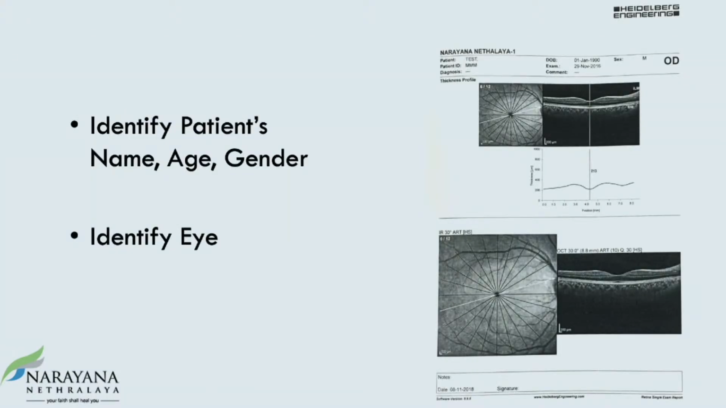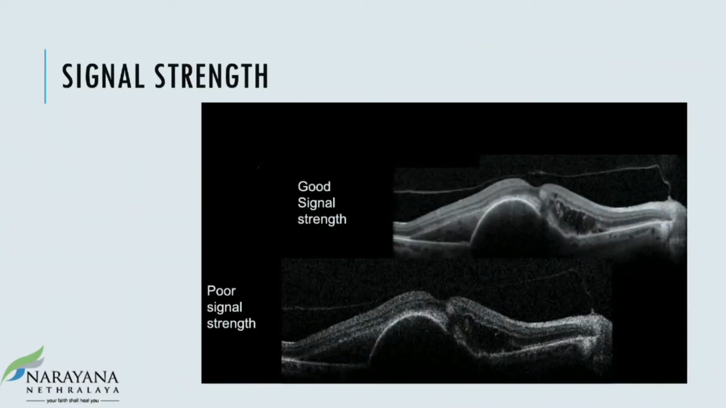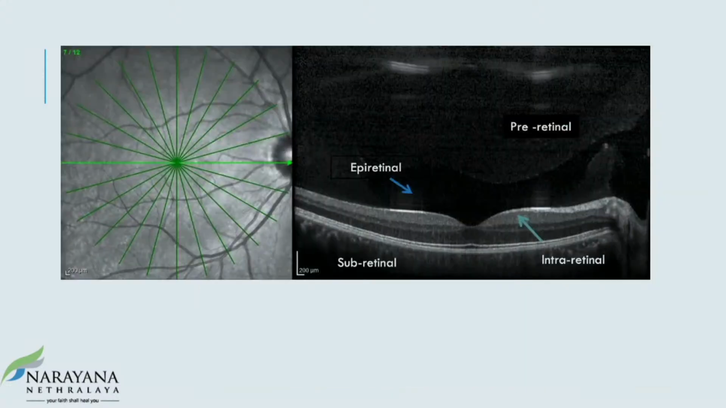So this is how the scan printout comes. Identify the patient's name, the age, the gender, identify which eye the scan is. More or less you have the fundus image, the macular image right next to it, so you will even know which eye it is. Look at the signal strength, because sometimes you might miss something subtle if the signal strength is poor, and these are the different layers that you will start identifying.